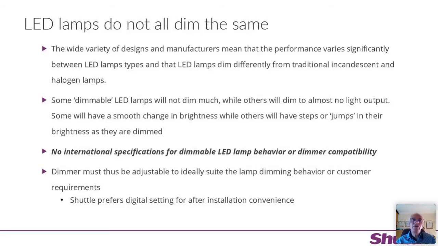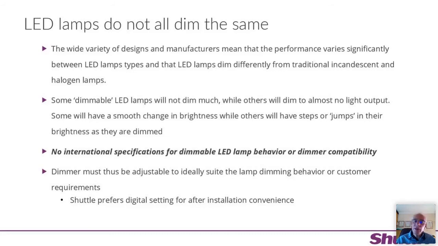So you can imagine that if we have 100 different brands which we've tested, which I would guess is about 5% of the brands out there, and they all behave differently, you can imagine how many different types of lamps are out there. And fundamentally, your LED lamp behaves differently in dimming to your traditional incandescent and halogen lamps, because it's an electronic circuit. It's not a piece of wire like your traditional lamps are.